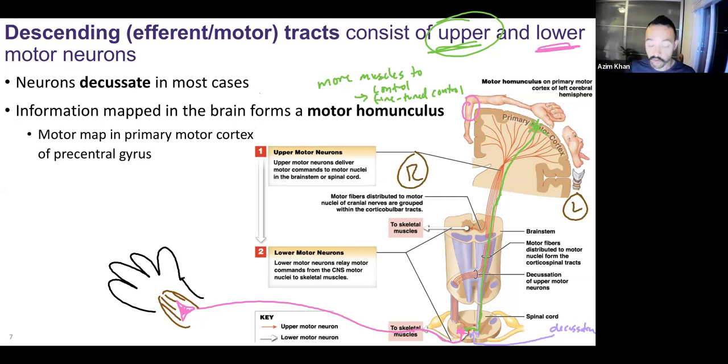Our lower motor neuron starts in the ventral horn, multipolar because it's in the spinal cord. It's a motor neuron, somatic motor neuron. Its axon exits out the ventral root, forms part of the spinal nerve, and controls the muscle of the hand. Those are two examples, one of sensory, one of motor. We're going to go over more examples in class.